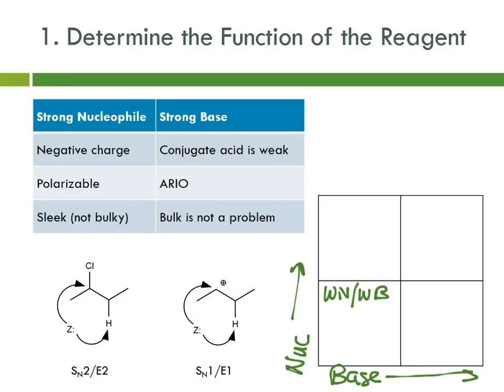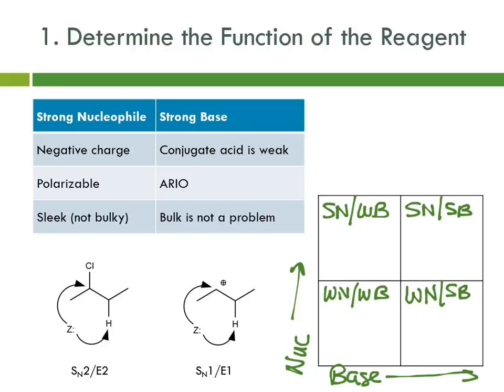Up in this box, we get a strong nucleophile that is a weak base. Up in this corner, we're going to have a strong nucleophile that is also a strong base. And down here, we've got a weak nucleophile that is a strong base. So there are four different possibilities when we're looking at our reagent.